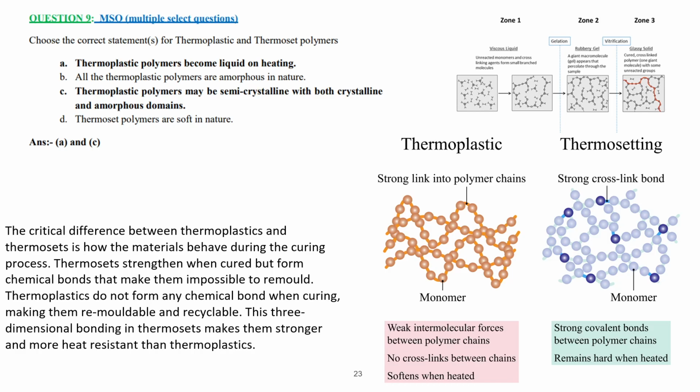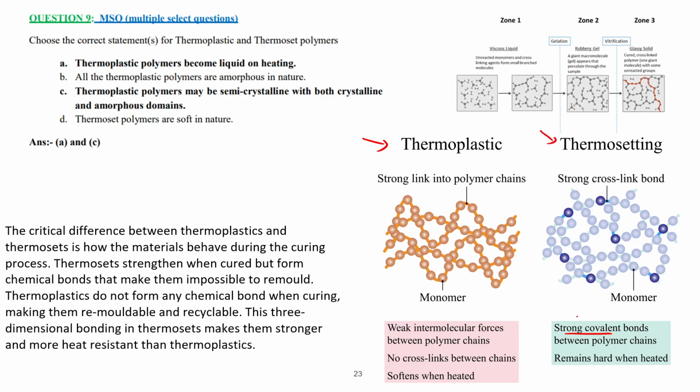Coming to this particular question, they ask for the correct statement about thermoplastic and thermoset polymers. So you need to know at first what those things are. These are the thermoplastic and thermosetting. Here you can see the main difference between these two is the cross-linked bond, which is missing for thermoplastic, but for thermosetting we can see many cross-linked bonds are present between this kind of monomers. So strong covalent bonds between polymer chains. So two different polymer chains, but they are cross-linked with a strong covalent bond.